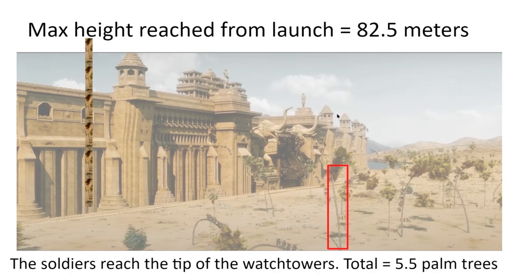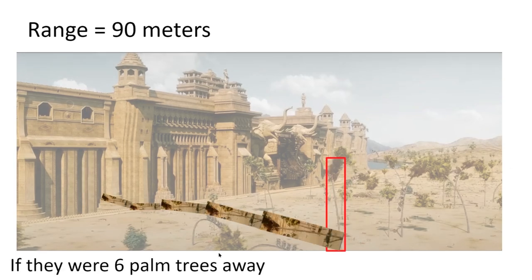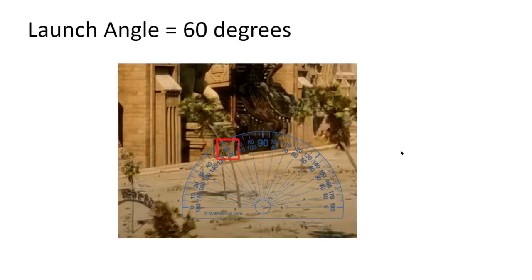To find the max height reached after launch, a total of 5.5 palm trees if the soldiers reach the tip of the watchtowers, which comes down to 82.5 meters. And for the range, it's about 6 palm trees away, and that's 90 meters of range. And for the launch angle, it's 60 degrees according to the protractor.